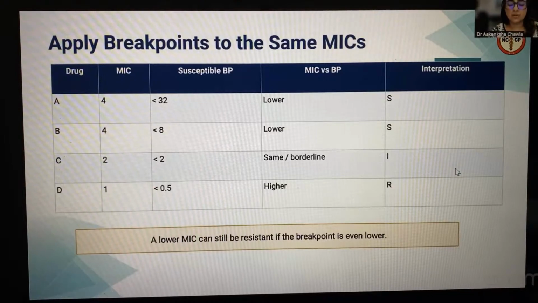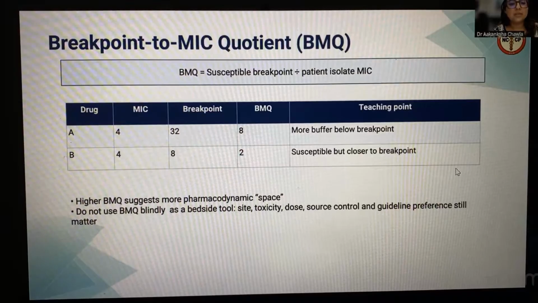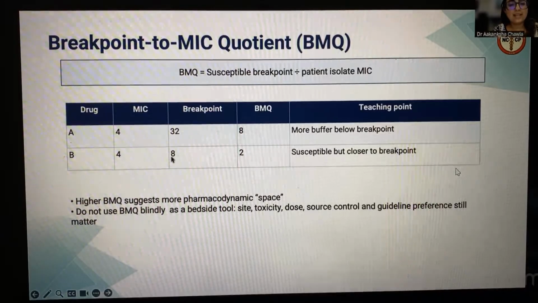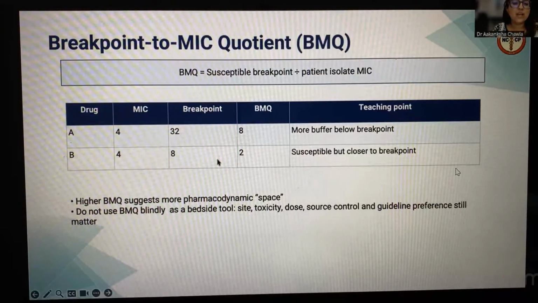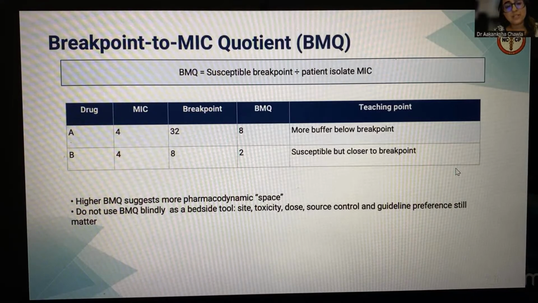Now you see that from this report you have two drugs. Which one you would select would depend upon the breakpoint to MIC quotient, the BMQ, that is the susceptible breakpoint divided by the patient isolate MIC. As you can see, for drug A it is 8 and for drug B it is 2. So a higher BMQ suggests more pharmacodynamic space, but again you do not just blindly depend upon the values. You see what site of infection you are treating, the dose, whether you've achieved source control, and also monitor for toxicity.